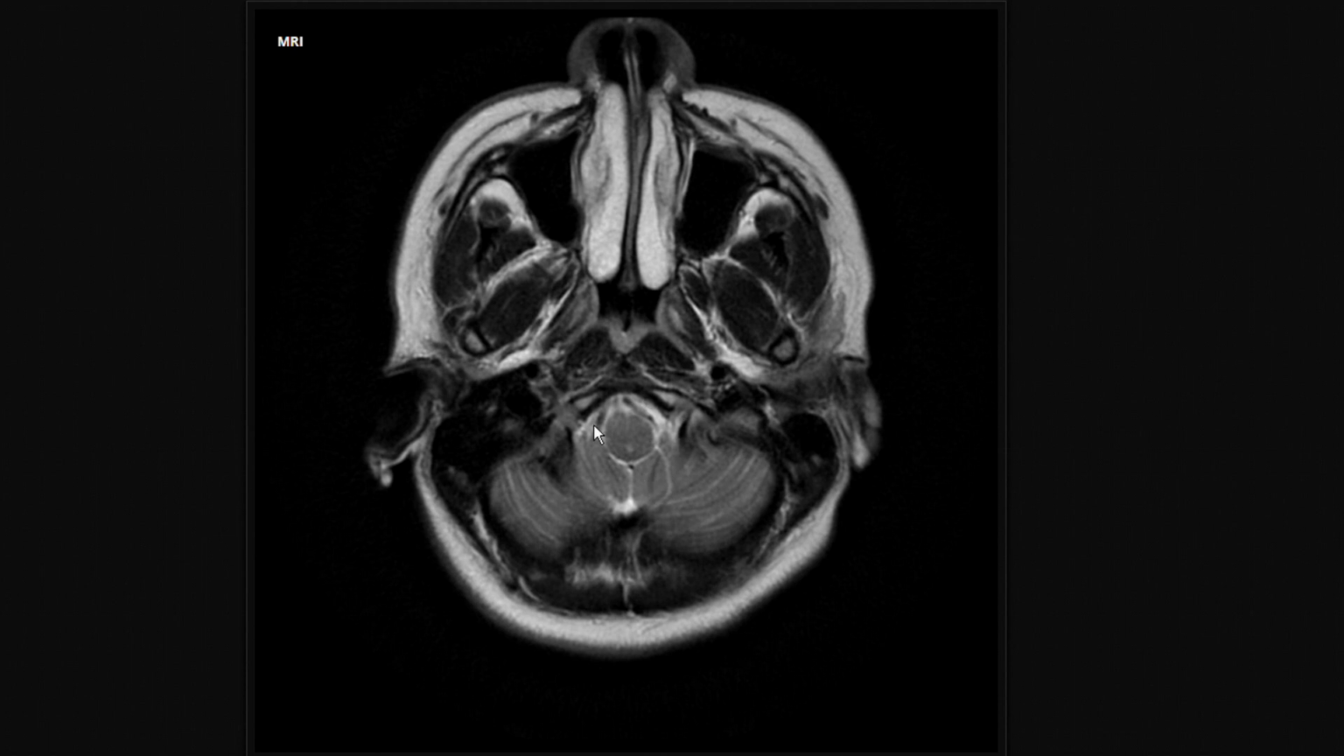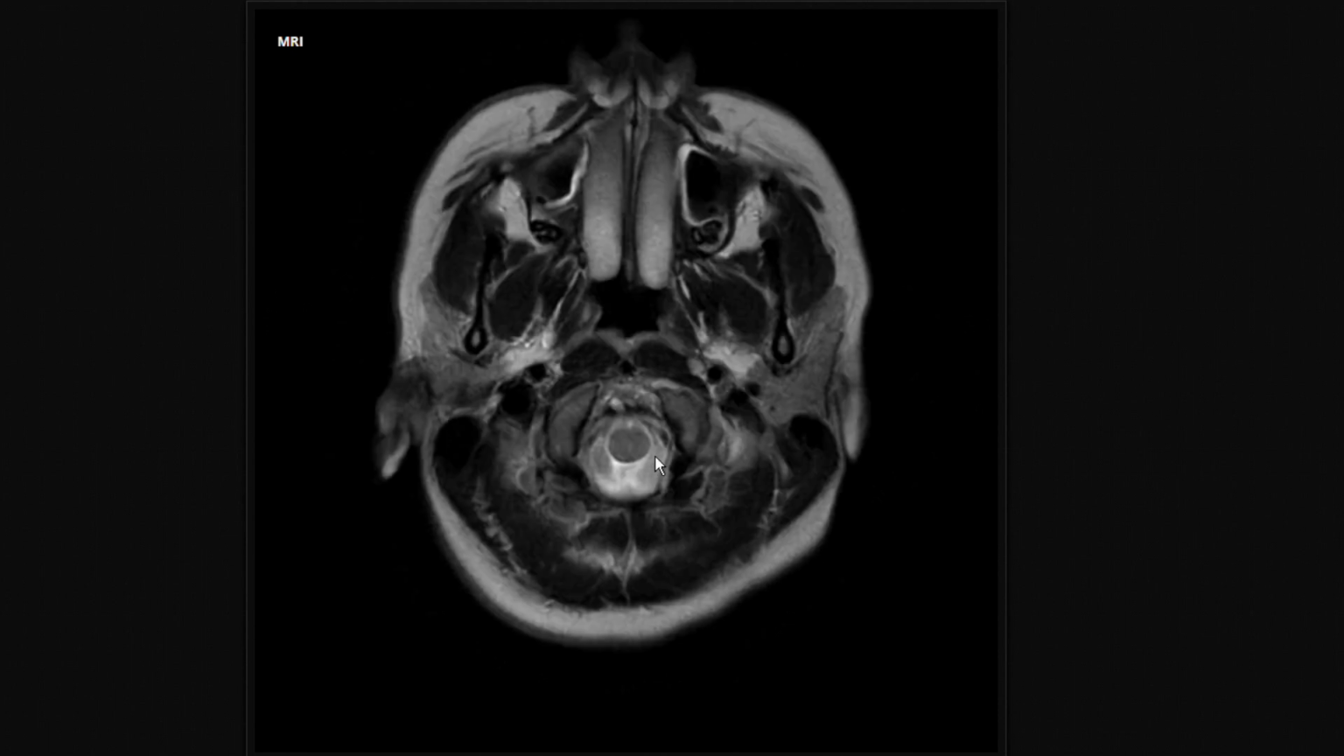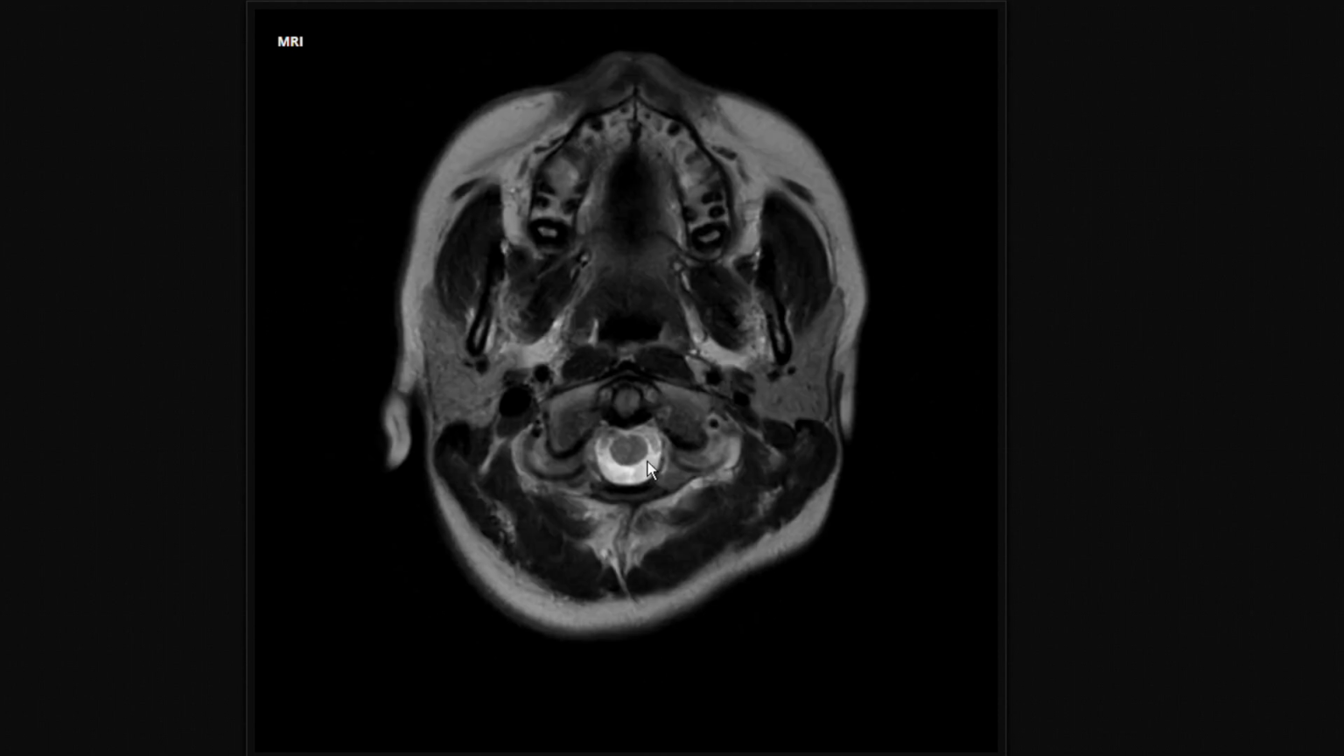When there's an increase in the intracranial pressure, this area will be crowded and we will lose the signal from the bright CSF here and here, and it will be all soft tissue, and this means that we have increased intracranial pressure, and this is the spinal cord.